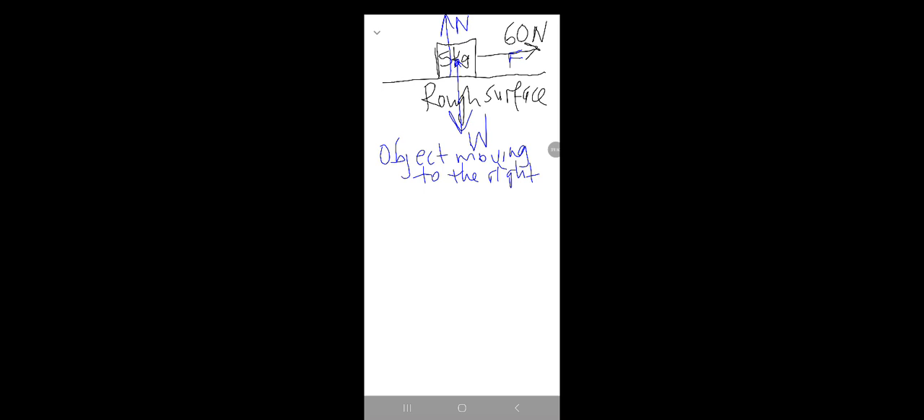Because sometimes the force applied can be in the same direction as your friction. So please, you must take note of this: friction opposes the motion, not the force applied. I hope that is clear.